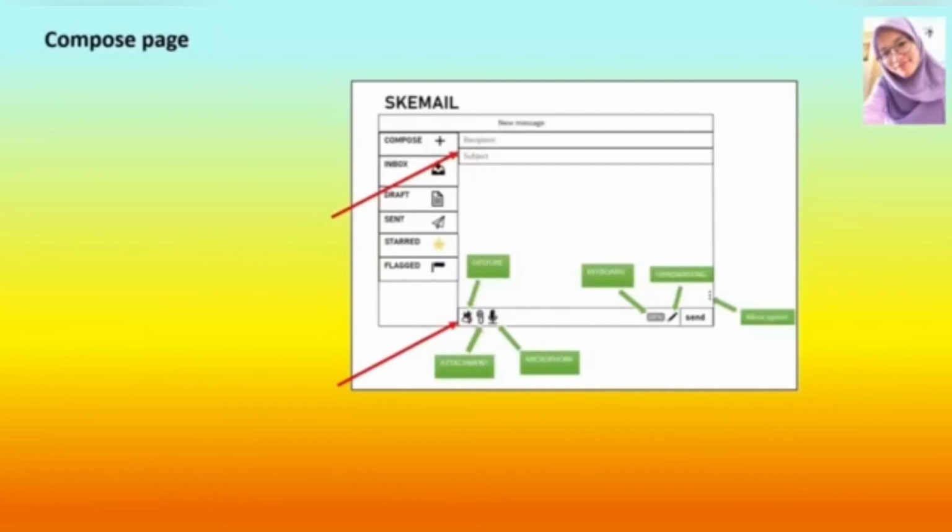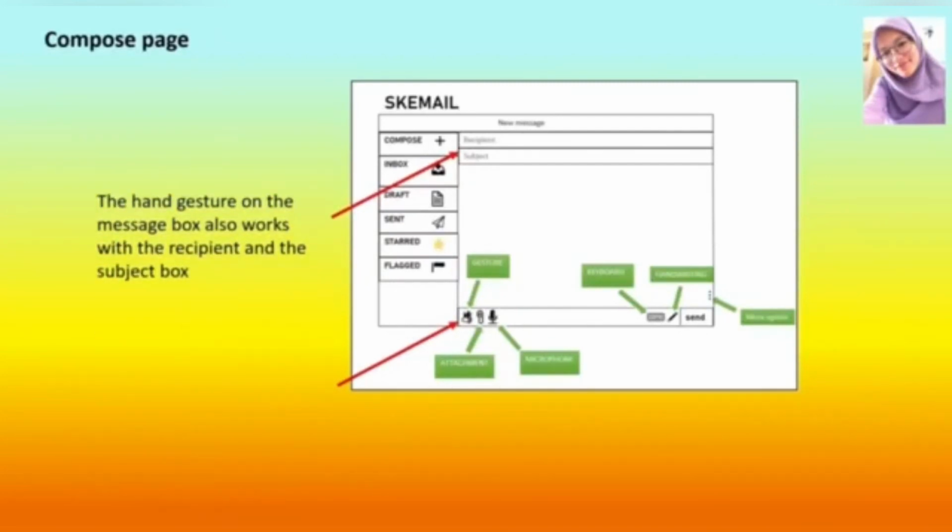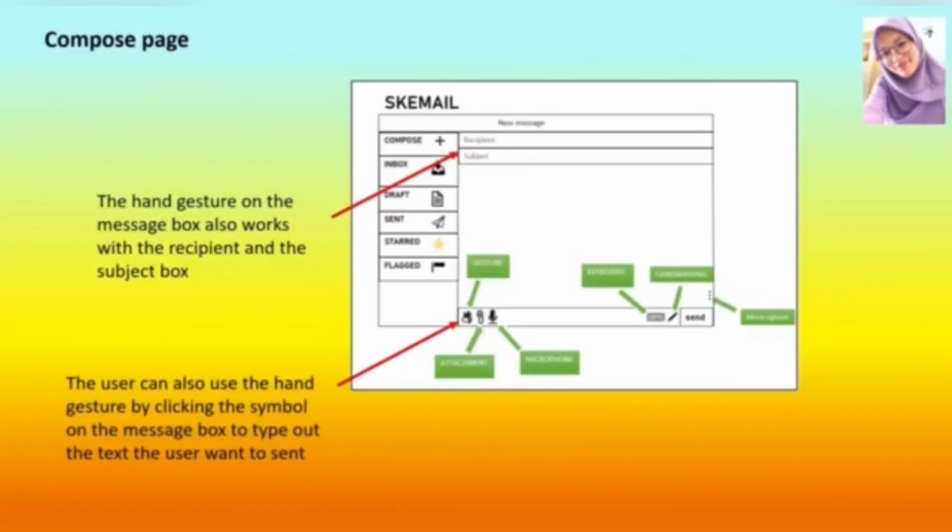The hand gesture on the message board also works with the recipient and the subject box, which means if the user clicks the hand gesture symbol on the checkbox to type out the text they want, they also can text out on the recipient and the subject box. It will work as the motion sensor receives the hand gesture command.